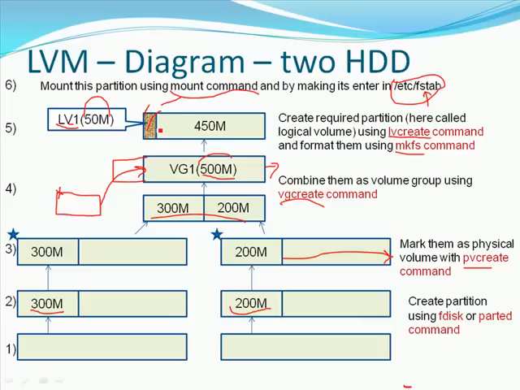Same is the case with logical volumes. A logical volume can be extended or reduced. You can see in this case we have used only 50 MB of the total 500 MB volume group. So the size of the volume group left is 450 MB. That means 450 MB is still vacant. I can use this space to create another logical volume, or I can extend this volume to consume this space.